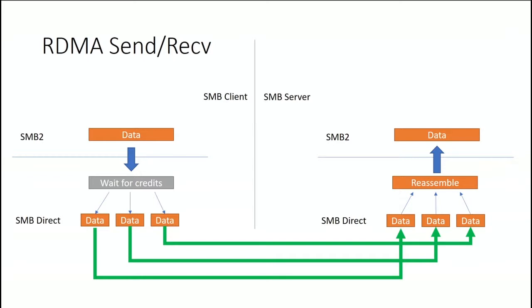So here is what happens in SMB send and receive. On the SMB client, the data is passed to the SMB Direct layer, and then depending on how large the data is, it is broken into smaller pieces, each less than the MTU of the underlying hardware. And then the data is transferred over to the SMB server. On the server side, this data needs to be reassembled back into the original payload. Then the data is passed to the application, which is the SMB2 protocol. In this case, data is also broken into pieces, but there's no data copy involved because the SMB layer never copies data.